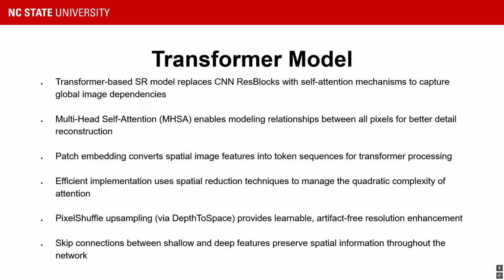The transformer based model does slight modifications. We replace the CNN blocks with the transformer attention blocks. We use multi-head self-attention to map relationships between pixels using positional encoding. And the patch embedding also covers spatial image features. We go patch by patch and we create tokens for each patch. Similarly, we do pixel shuffle upsampling, which is depth to space, and we again use skip connections here to preserve some spatial information throughout the network.